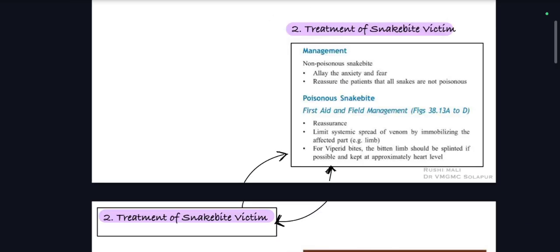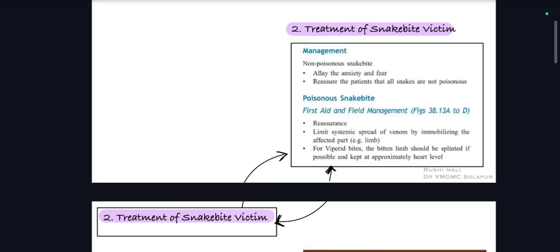So in management, the very first thing about non-poisonous snake bite, you have to allay the anxiety and fear. That is, you have to decrease the anxiety and fear of the patient, and you have to reassure the patient that all snakes are not poisonous. So you have to give assurance to the patient that everything is going to be fine, and it is not necessary that every snake has to be poisonous.